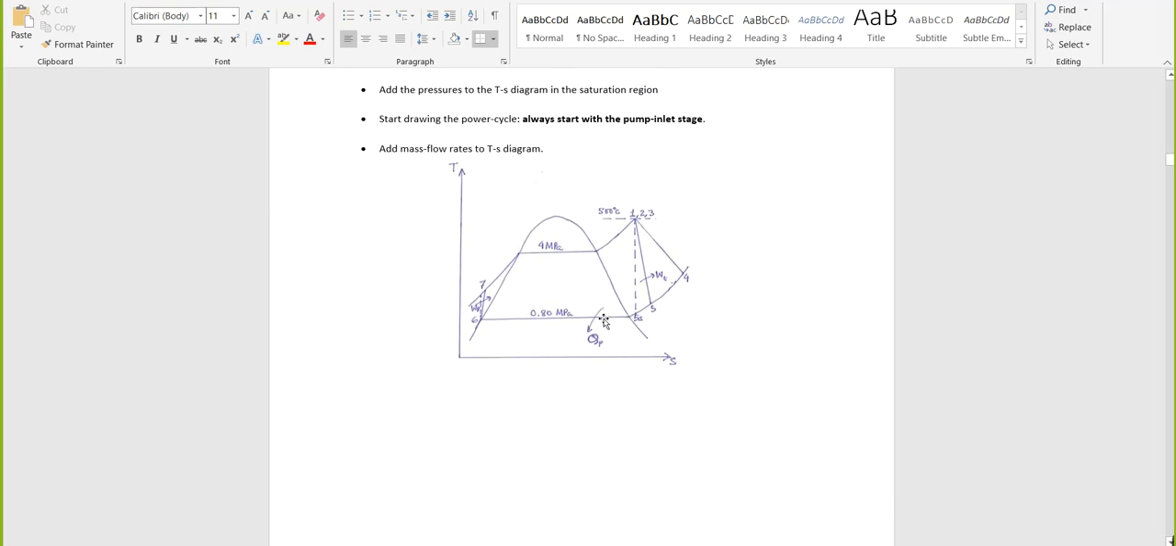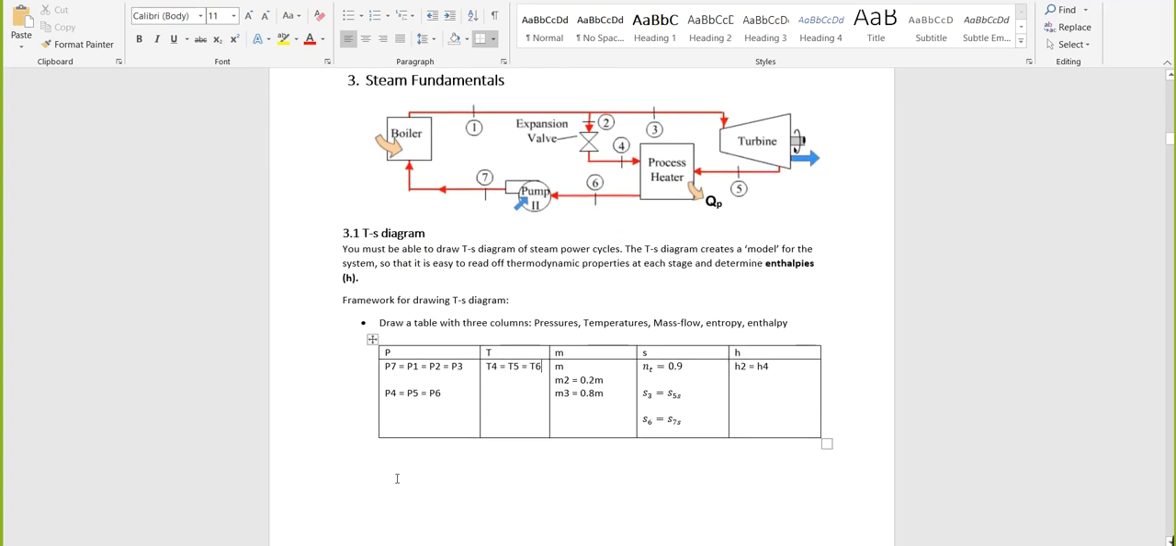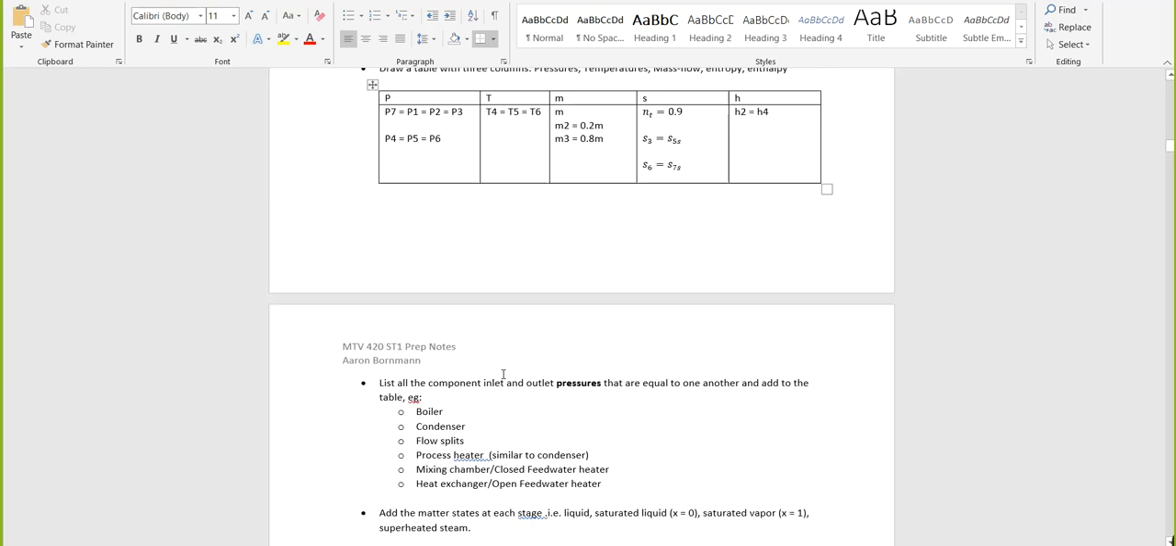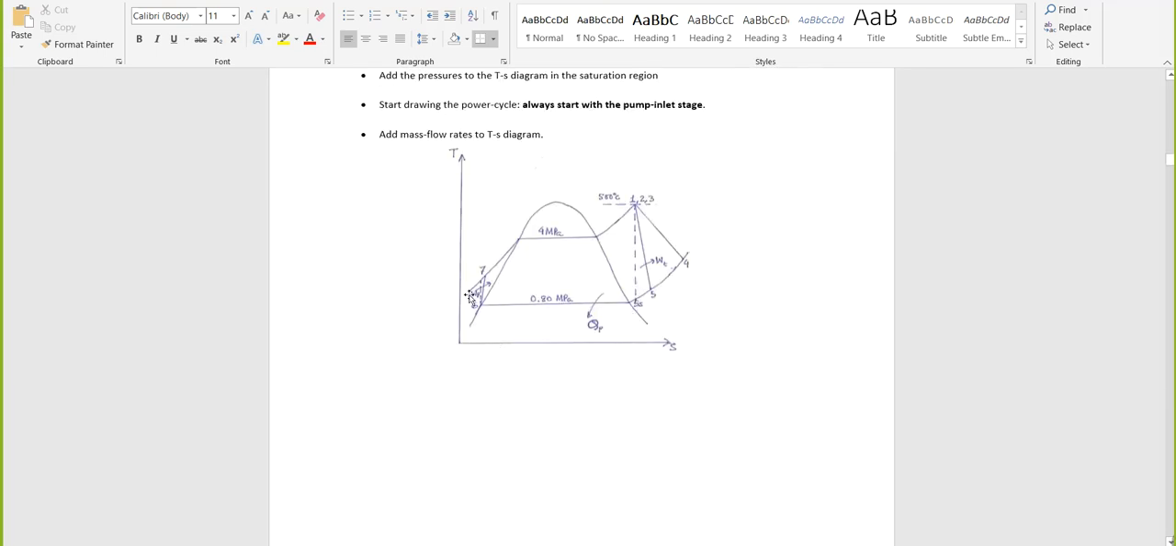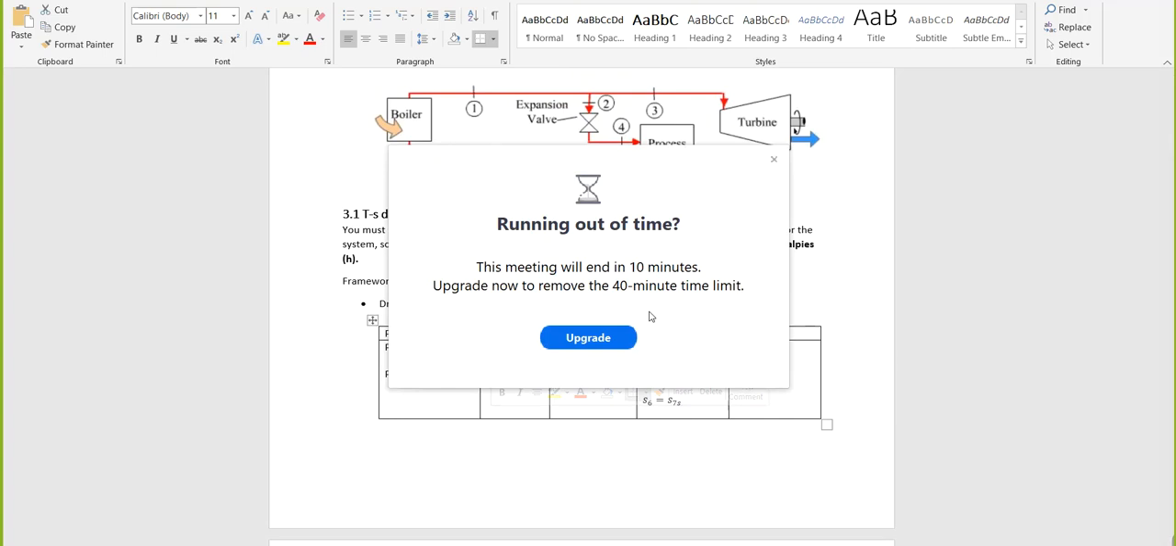But this is just a general assumption. It's not always the case, but if it does lie in this region, if your state 5 was here, state 6 will be here. But as we can see, the pressure is the same, but the temperatures differ wildly for all of them. So actually, for this specific one, they're not the same. But this is if you had a condenser. That's why I said for a process heater.